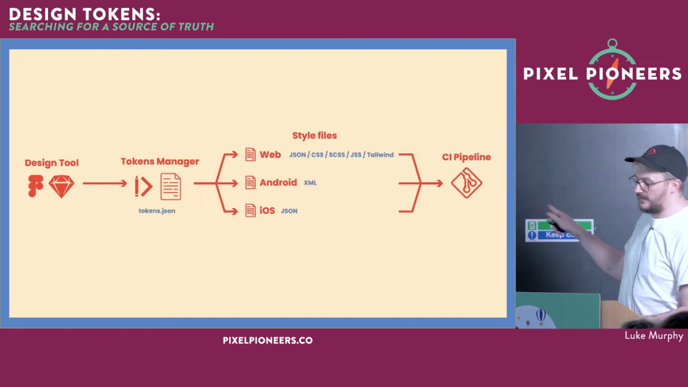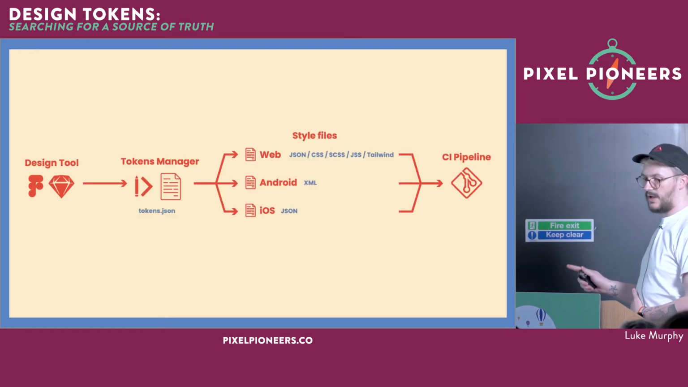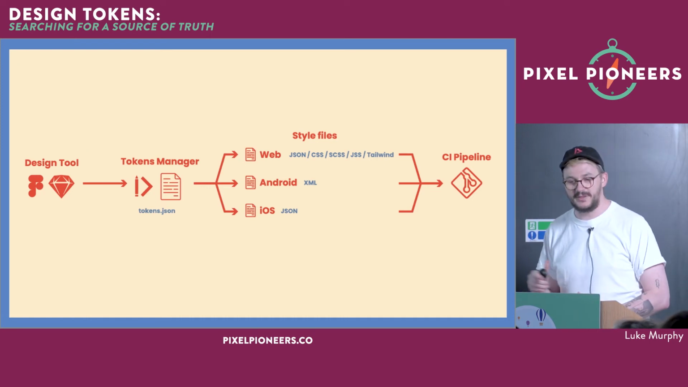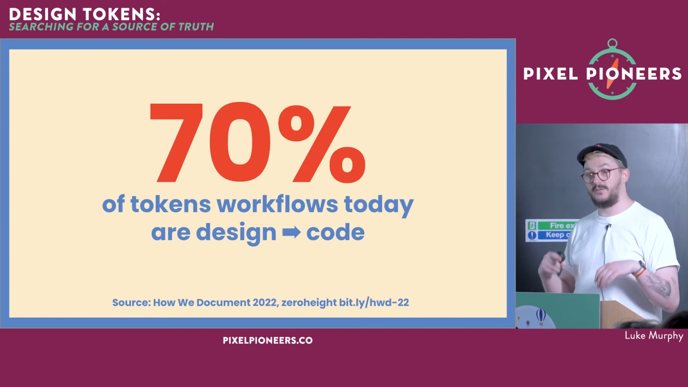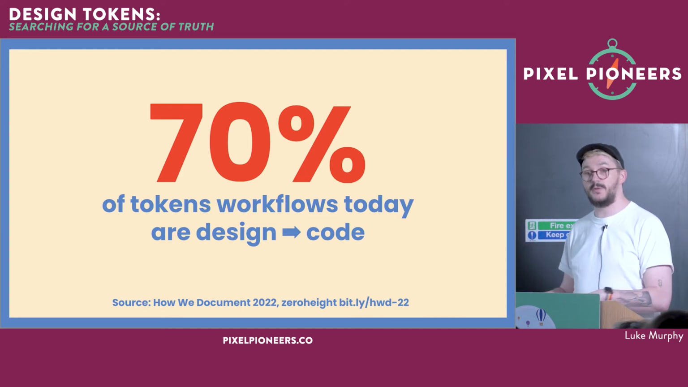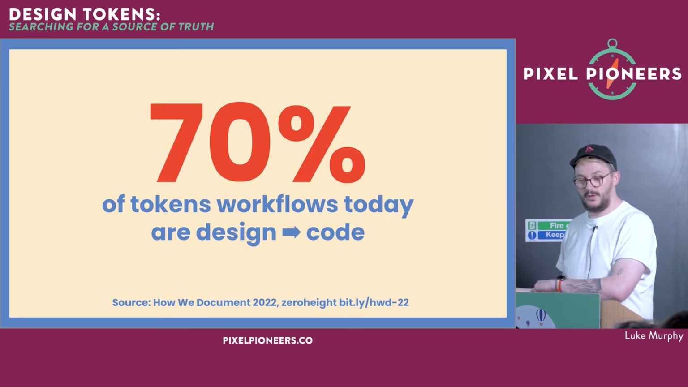So I mentioned at the beginning this is the typical workflow that people currently do. I am really not happy with this. At the moment, 70% of folks who have any kind of tokens continuous integration only have it working from design to code.